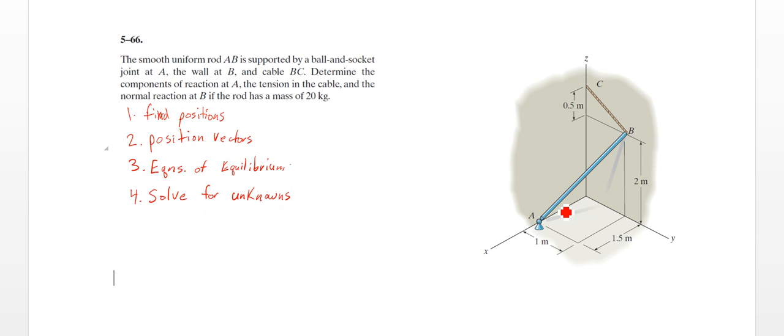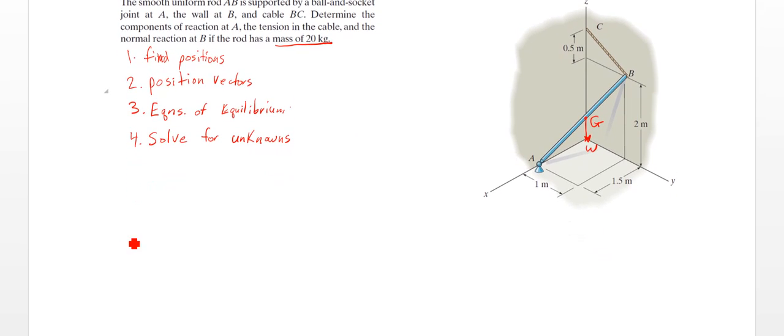So we're told in the problem description that the mass of the rod is 20 kilograms. So I'm going to make a point here, center of gravity. I'm going to call that point G, and then this is our weight there. So I'm going to start writing our coordinates for each of these points out. So let me scroll down a little bit. I'm not going to go too far. Alright, so step 1, coordinates.